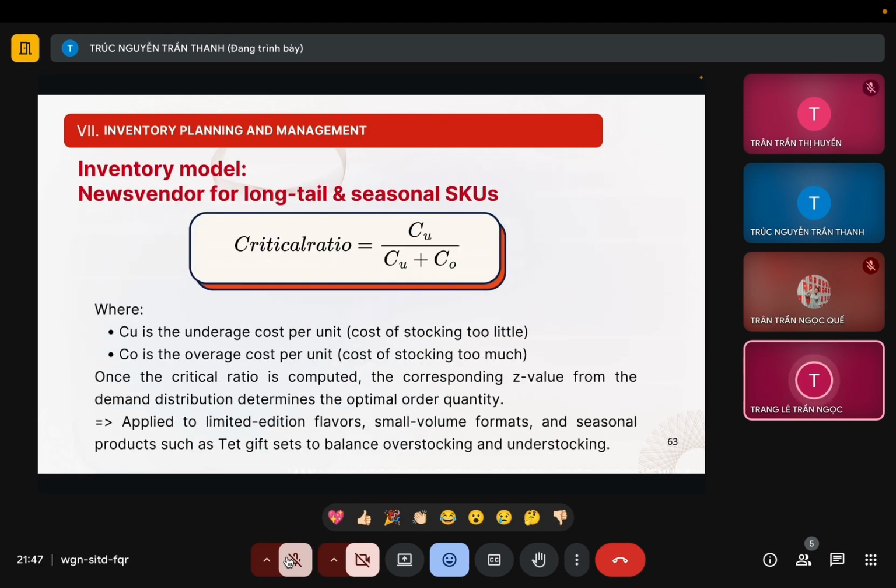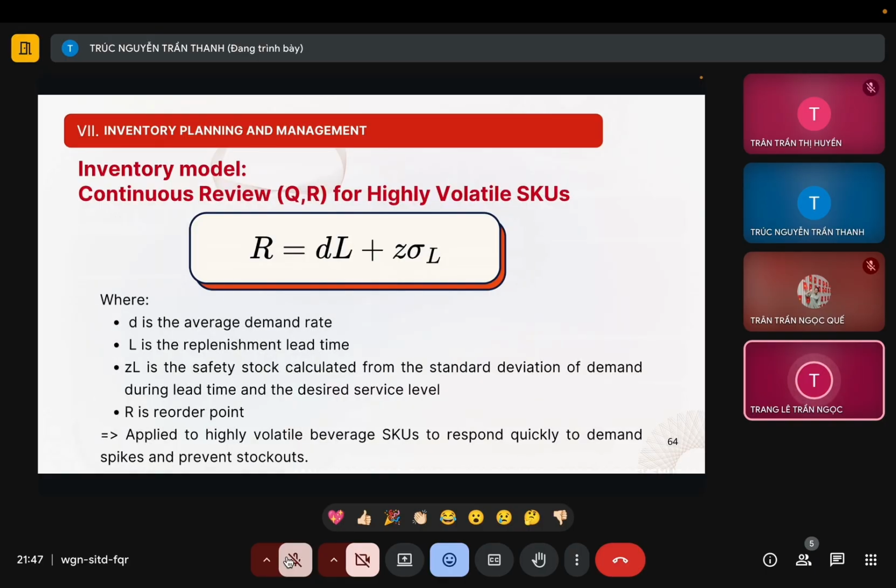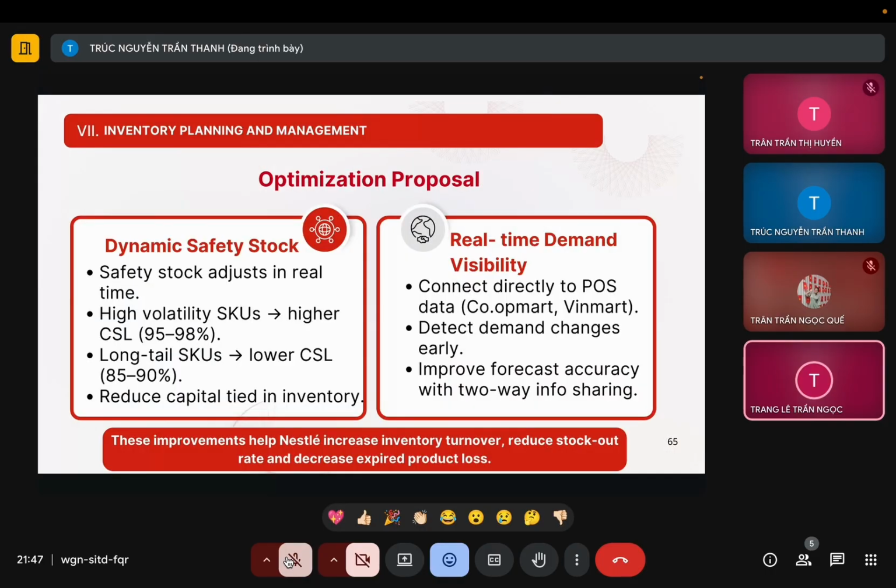Next is the newsvendor model for long-tail and seasonal stock keeping units. It's applied to limited edition flavors, small volume formats, and seasonal products such as gift sets to balance overstocking and understocking. Last one is continuous review for high-volatility stock keeping units. It is suitable for highly volatile beverage stock keeping units to respond quickly to demand spikes and prevent stockouts.